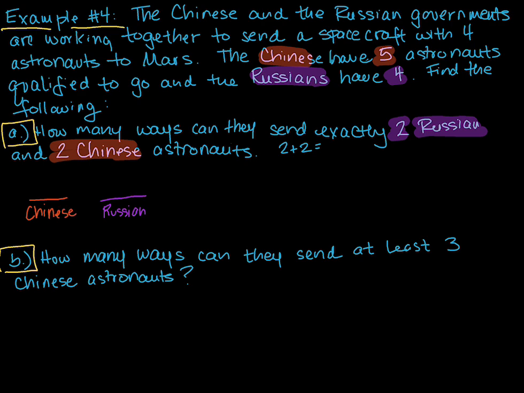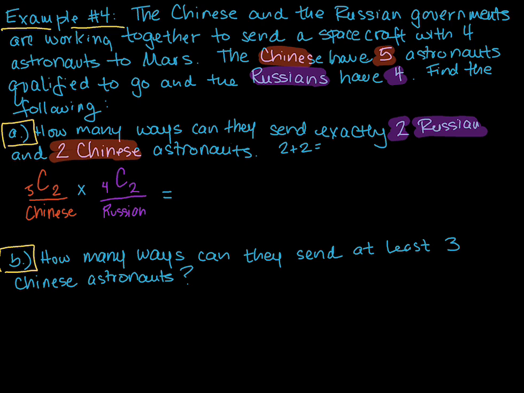Chinese. And so that's the FCP part where we're saying, okay, the first step is determining how many ways you can send 2 Chinese astronauts, and then we multiply that by how many ways we can send 2 Russian astronauts. So for the Chinese, we're choosing 2 out of 5, and for the Russians, 2 out of 4.